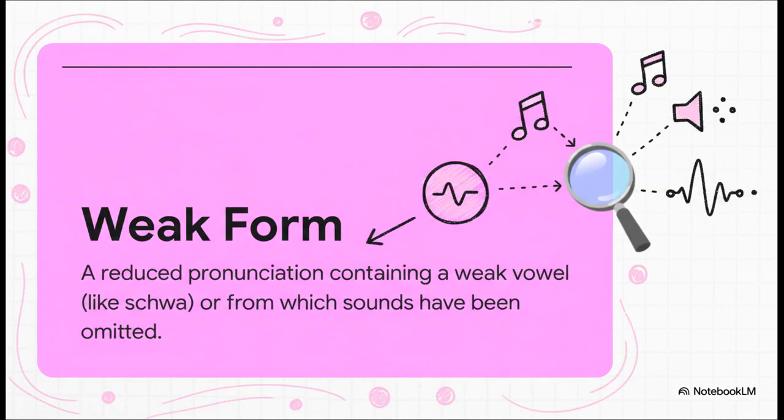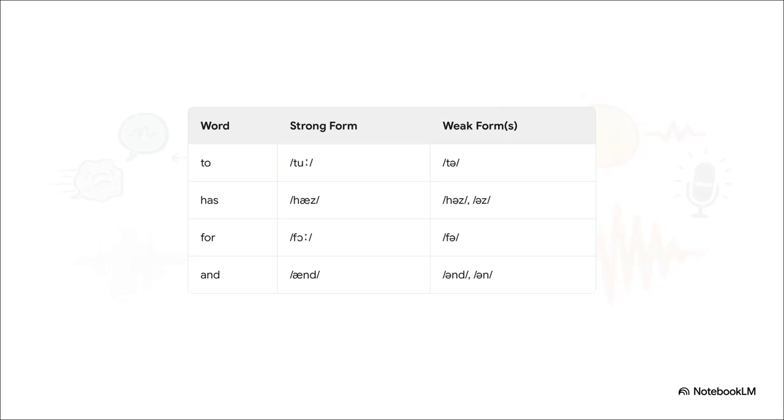The weak form, on the other hand, is the special superpower of function words. It's a shorter, unstressed, kind of lazy version that helps the language just flow. And very often, the vowel gets reduced to a schwa, that super common, kind of lazy sound you hear all the time in English. And just look at this transformation. It's wild when you see it side by side. The word to goes from that clear to just ta. Has can shrink down to huz or even just zuh. And the word for goes from a big for to a tiny f. I'm telling you, these weak forms are everywhere in natural speech.